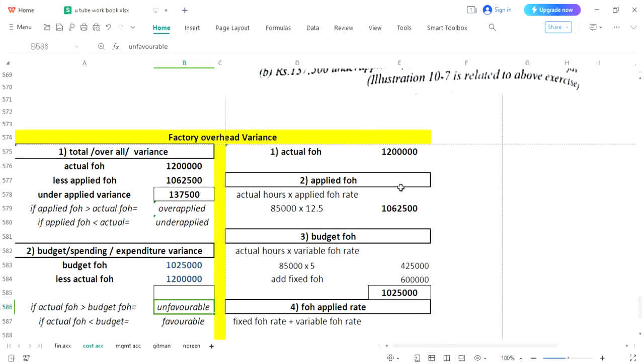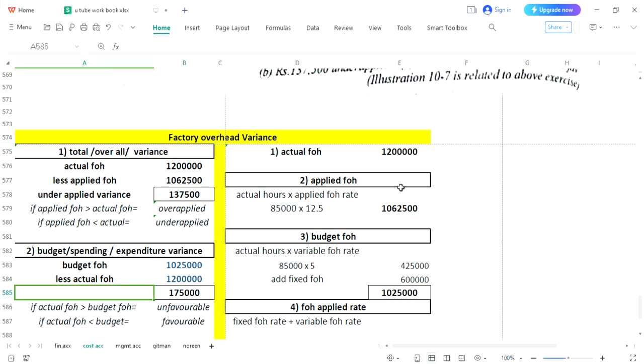It's time to calculate the variance, budget variance, which is a relationship between budget and actual. To calculate the variance, we will subtract budget and actual. So our actual was 12 lakh and you will subtract budget, which was 10 lakh 25,000. We have got our answer, 1 lakh 75,000.